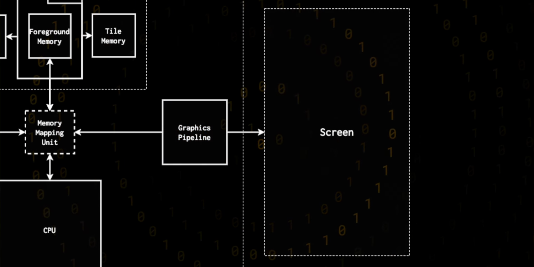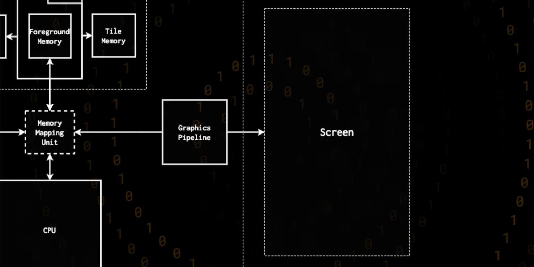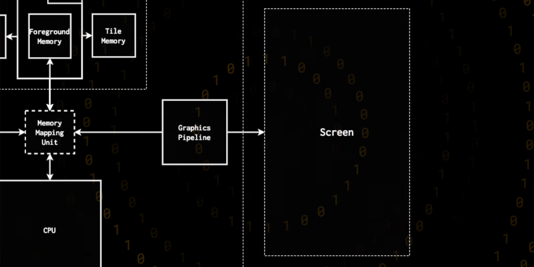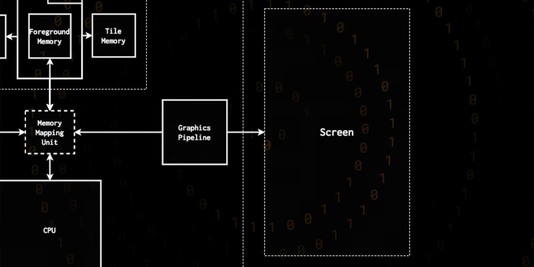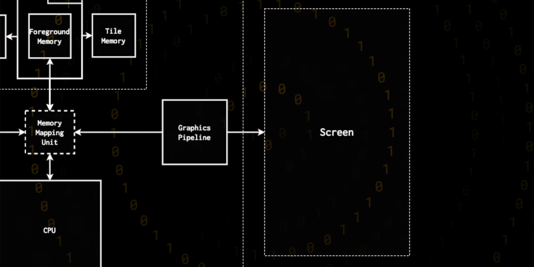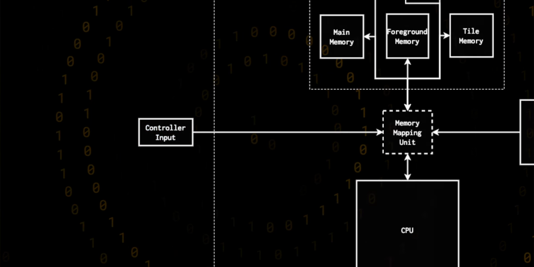Perhaps most importantly though, we'll have a graphics pipeline, with first-class access to the memory mapping unit. That pipeline will be responsible for pulling graphics data from tile memory and using it to combine data from the sprite table, background and foreground layers into a set of pixels that can be rendered to the screen. And of course, there will be some kind of game controller input, memory mapped to a specific address region.